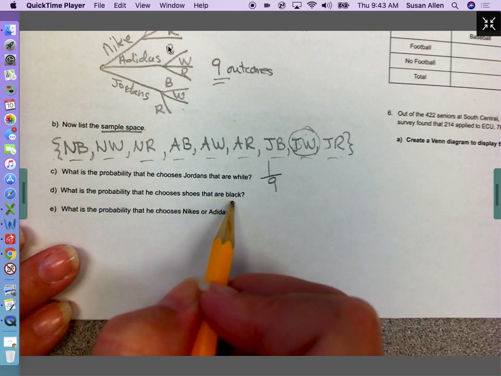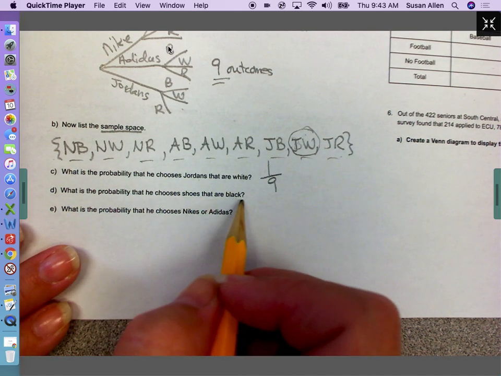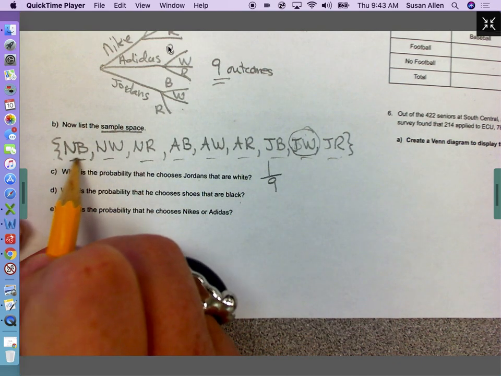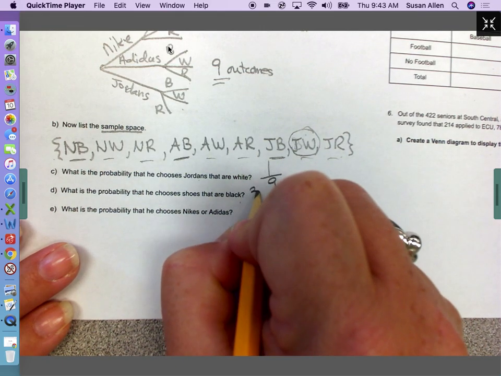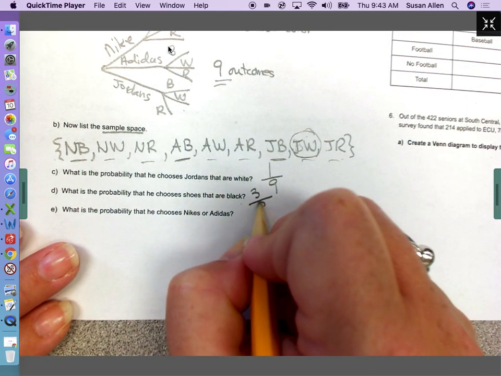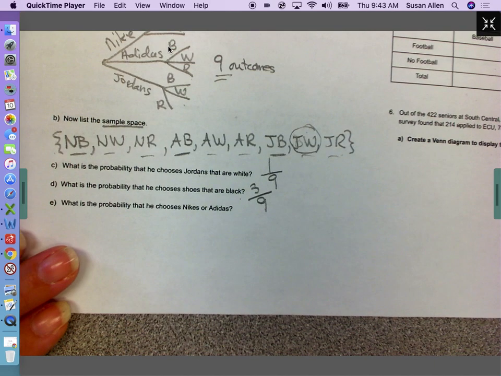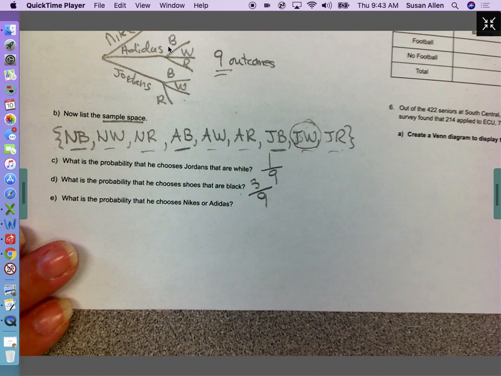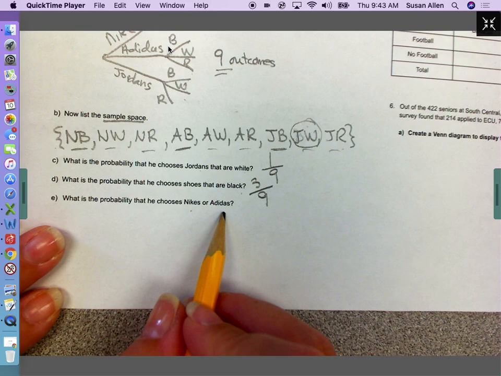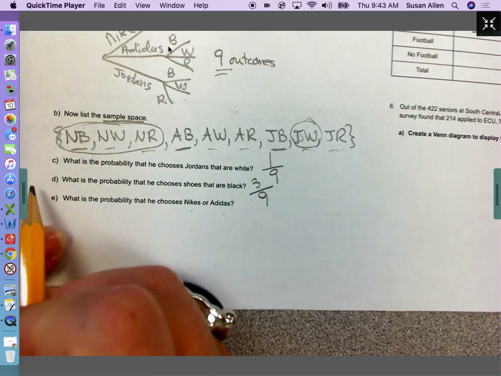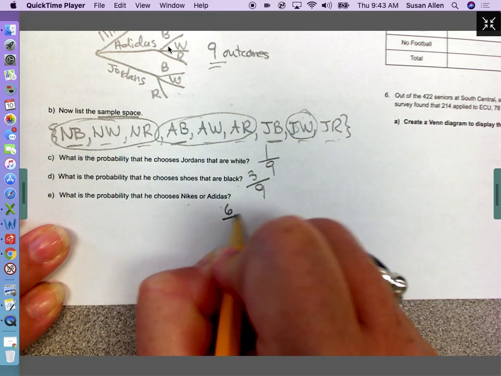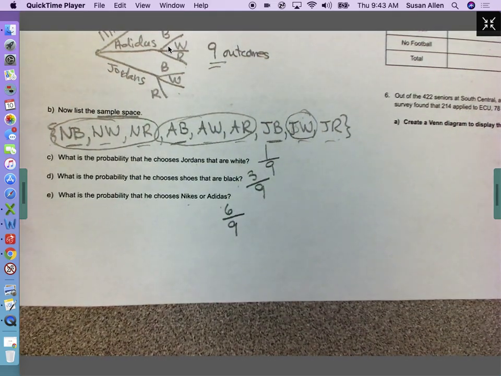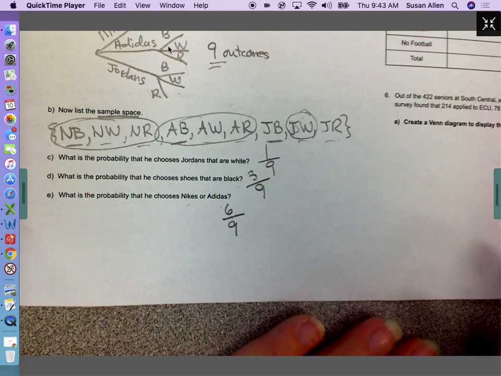Next, what's the probability that he chooses shoes that are black? Well, they could be Nikes that are black, Adidas that are black, or Jordans that are black. So that would give us 3 options of black shoes out of the 9 possible options. And lastly, what's the probability that he chooses Nikes or Adidas? You have 3 choices that are Nikes, 3 choices that are Adidas, so that's 6 choices out of 9. 6 out of 9 choices are either Nike or Adidas.